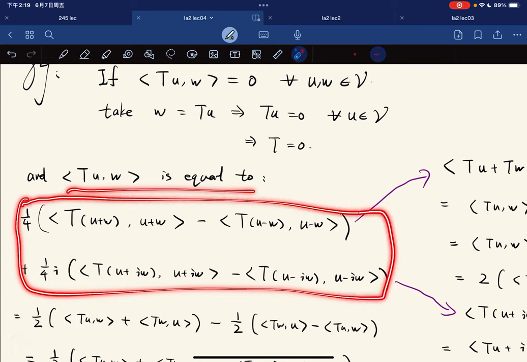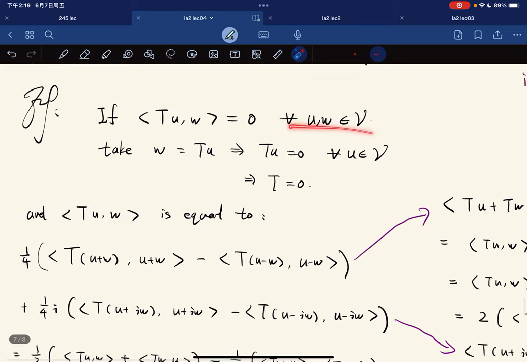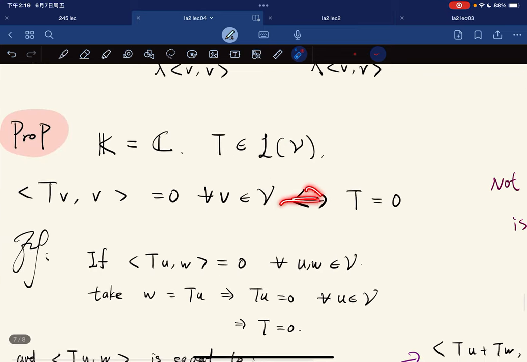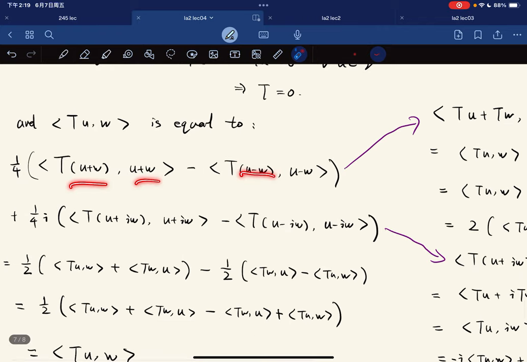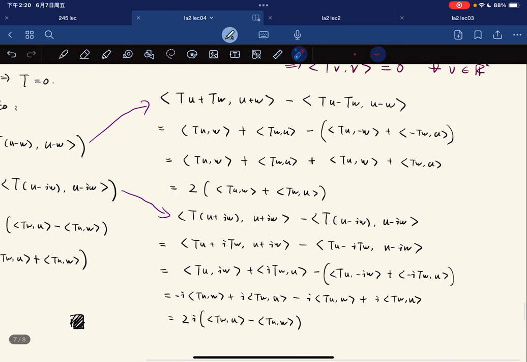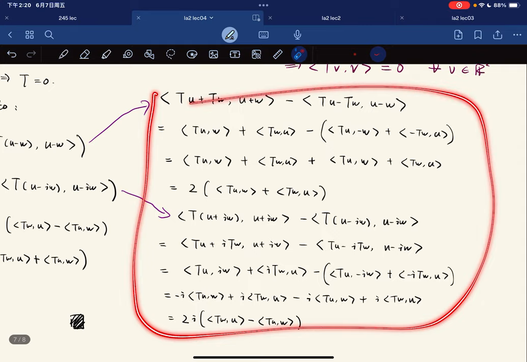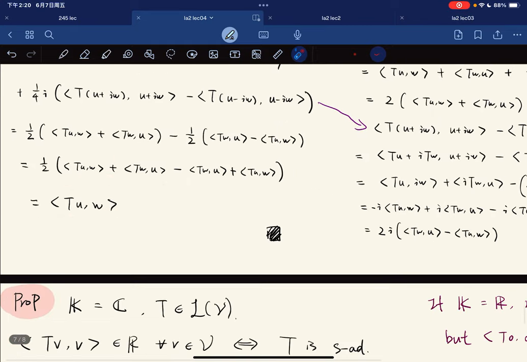But notice that they are the same, so the entire thing should be equal to zero. So TUW is equal to zero for any U, W, and V, provided we have this TVV. Same thing again and again. And this formula expanded, we verify. Here's the verification, just a bunch of calculations, and you see that, boom. Okay.